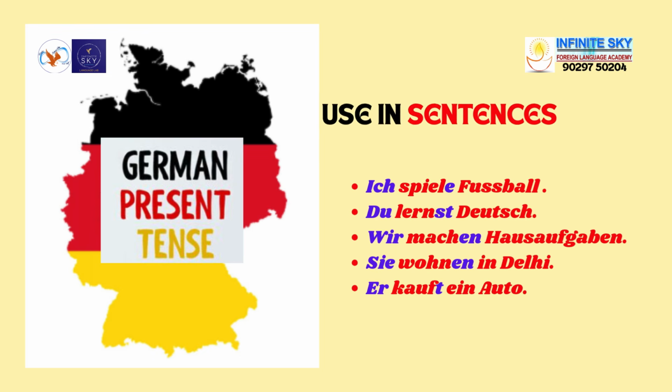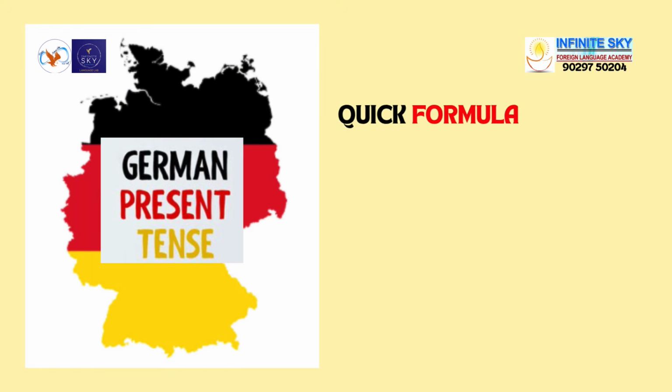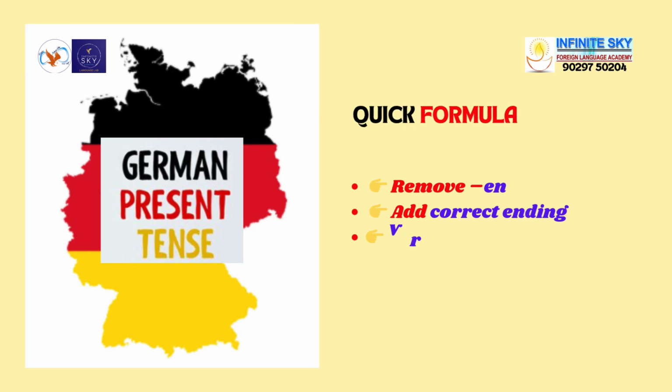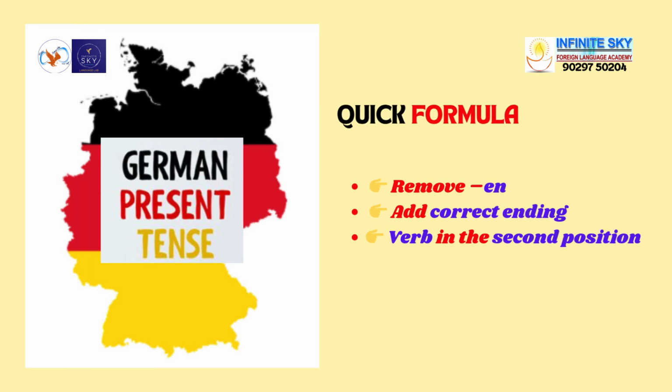Just choose the correct form based on the subject and place the verb in the second position in a sentence. So here is our golden rule: remove -en, find the stem, and add the right endings.